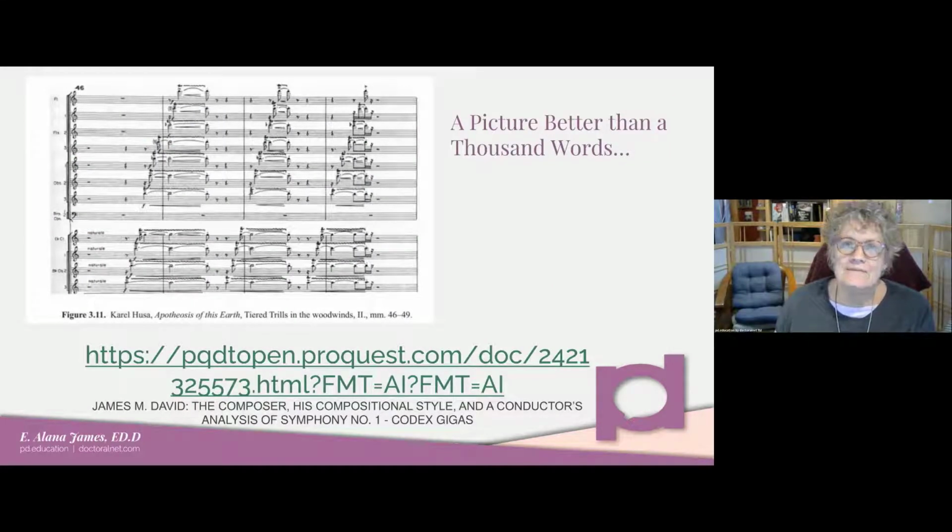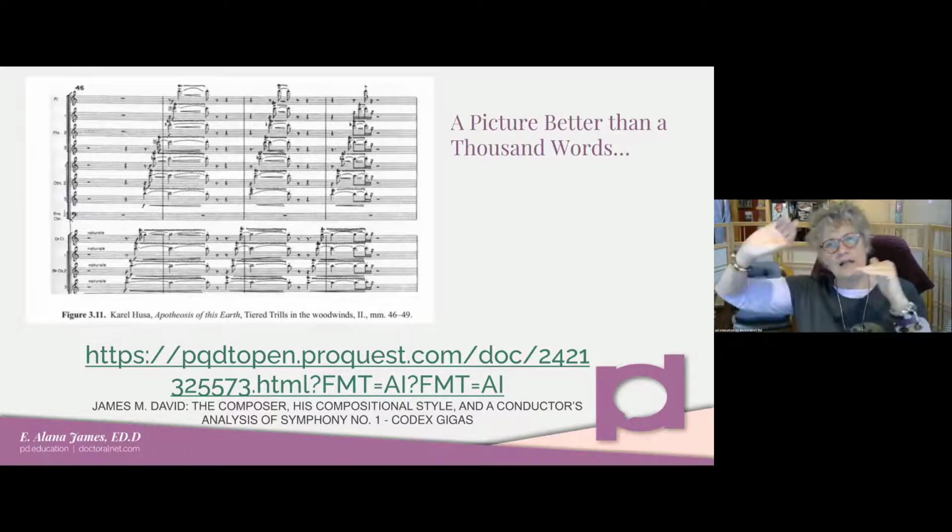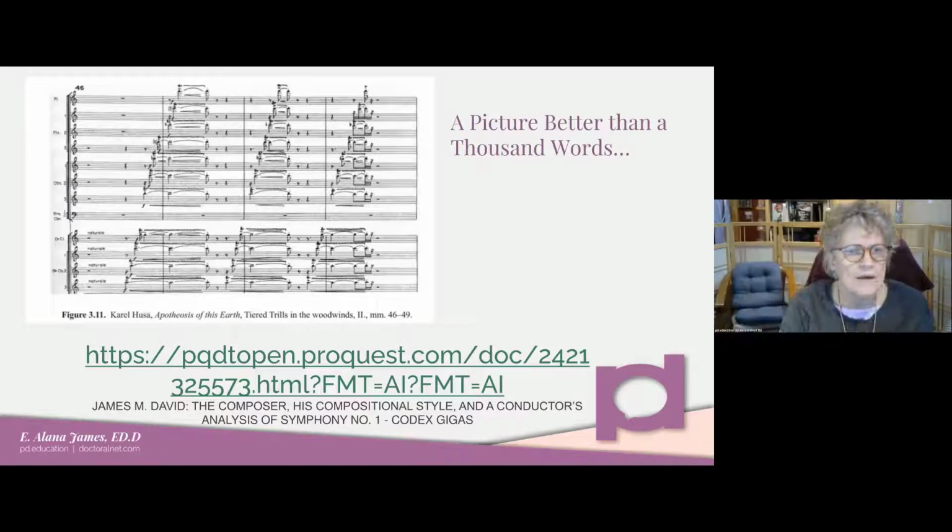And sometimes a picture really is better than 1,000 words. In this case, it's different instruments playing similar notes at a slightly different time period, so they create a trill that we can actually imagine when we see the score.